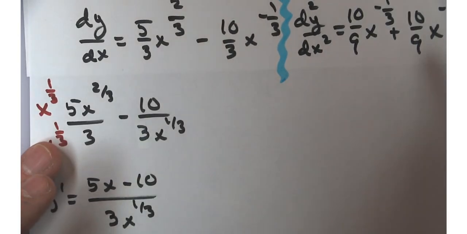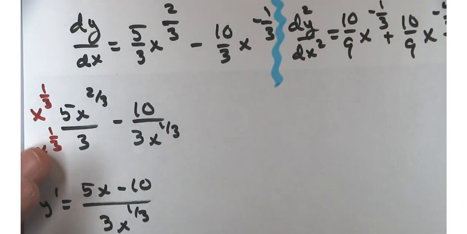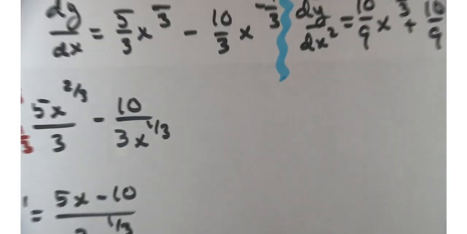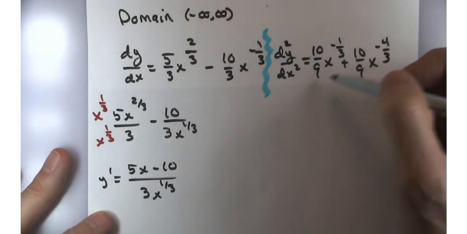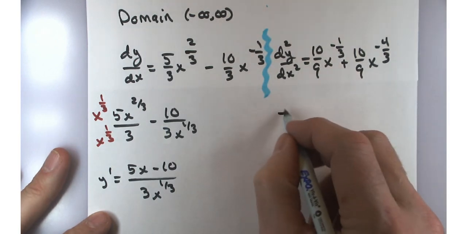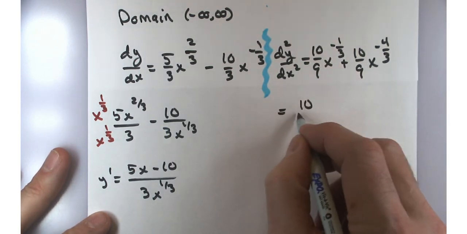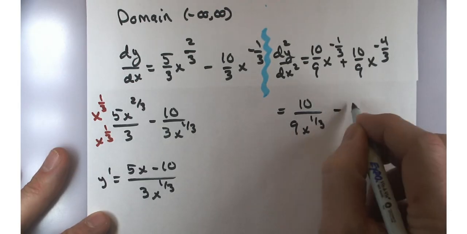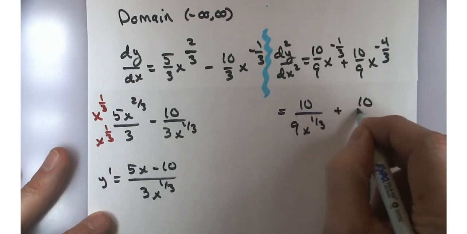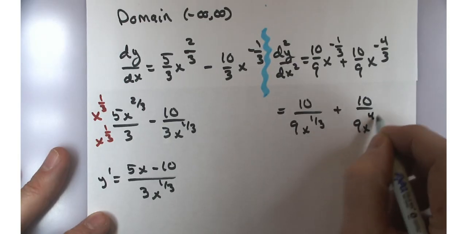Let's try that again over here. I'm going to give you a chance to work on some of that. Both of these terms have negative exponents, so I'm going to bring them down to the denominator. That's going to be 10 over 9x to the 1/3 plus 10 over 9x to the 4/3.